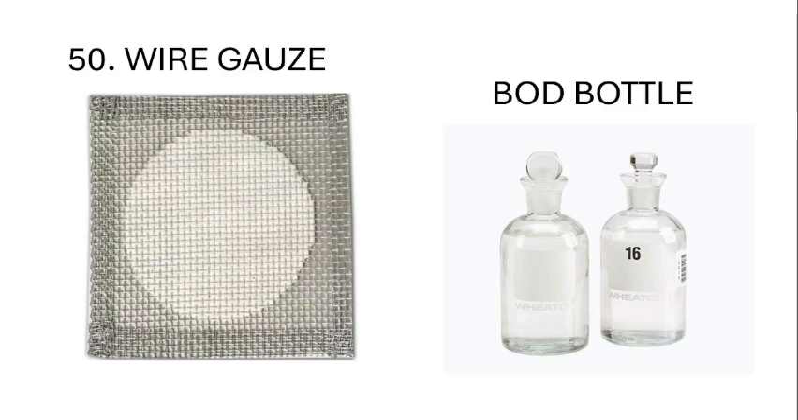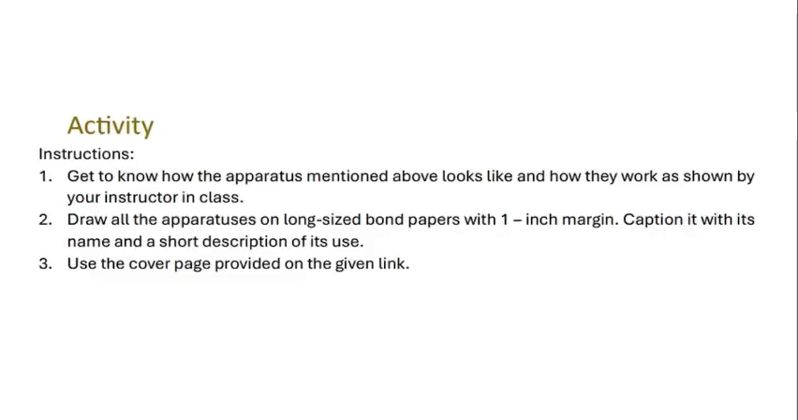And we're done with the 50 apparatus and equipment. But for engineering, you have one other apparatus not mentioned. This is your BOD, or your biological oxygen demand bottle. So this is used for collecting wastewater samples, which will be further tested for their BOD. Okay? So that's about it.